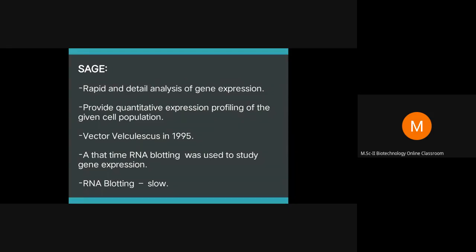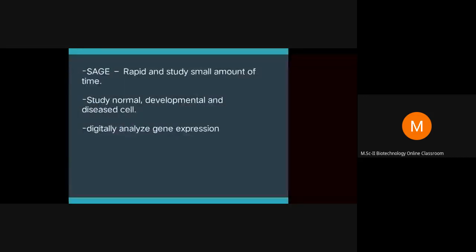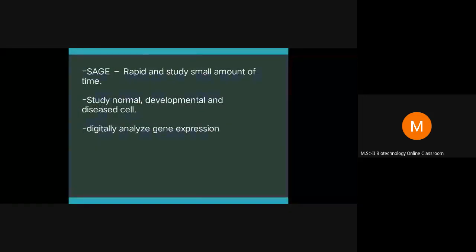The SAGE technique was first invented and discovered by Victor Velculescu in 1995. At that time, RNA blotting was the technique used to study gene expression. The technique was slow, so scientists came up with a new advanced technique, which is more rapid than RNA blotting and is able to study gene expression in a small amount of time.